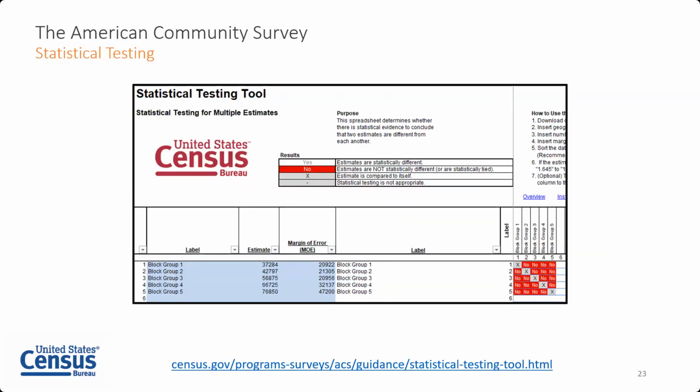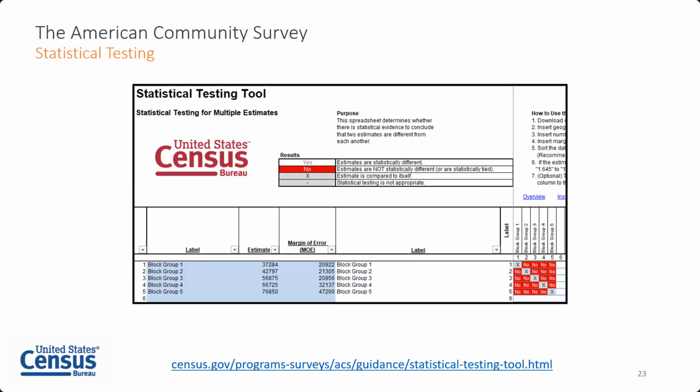Now, if you wanted to compare all 5 block groups from our hypothetical example to each other, you could individually put the combinations into the two estimates tab, or simply you could use the multiple estimates tab of the spreadsheet. This tab can compare up to 150 estimates against each other. However, this test can only complete one type of comparison. For instance, medians and counts cannot be compared at the same time. Medians with medians or counts with counts.